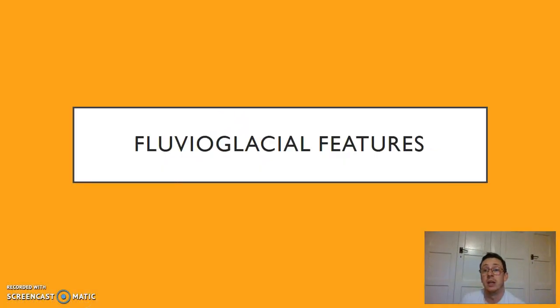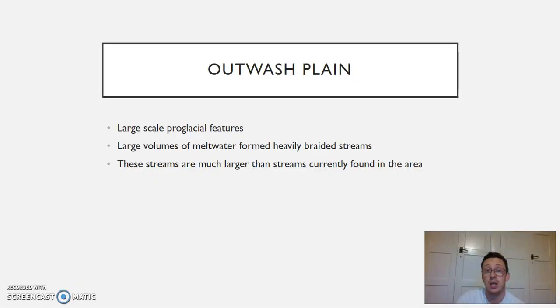Now, jumping into this different set of features, this little subset that we call fluvioglacial features. First, an outwash plain. An outwash plain is a large-scale proglacial feature. By proglacial, I mean it's ahead of the glacier, in front of it. And this is basically a huge area where you've got lots of different processes happening that are basically river processes.